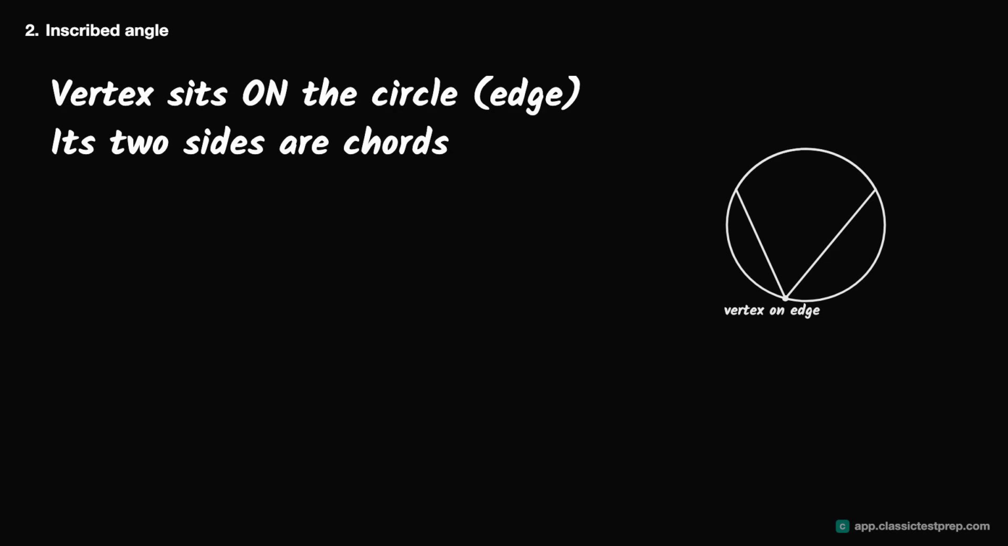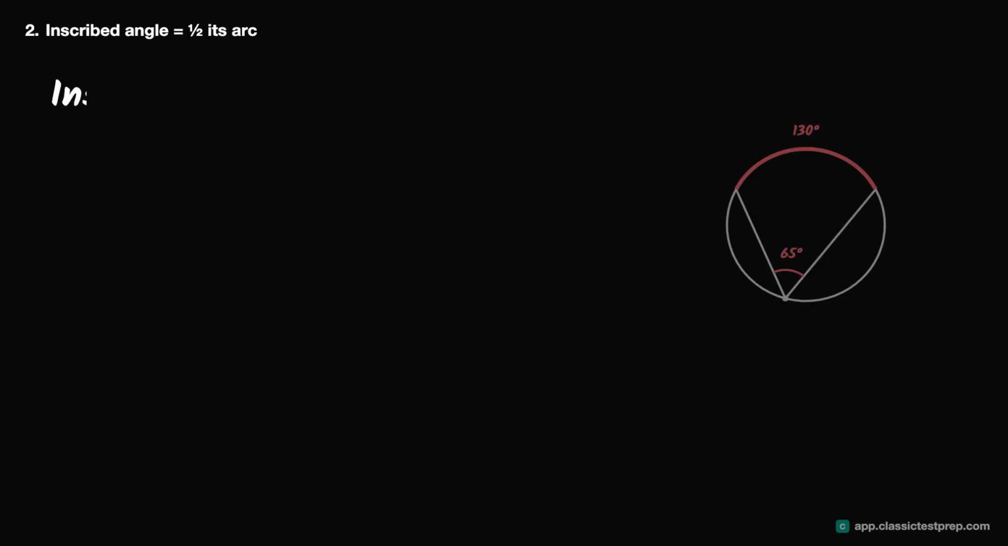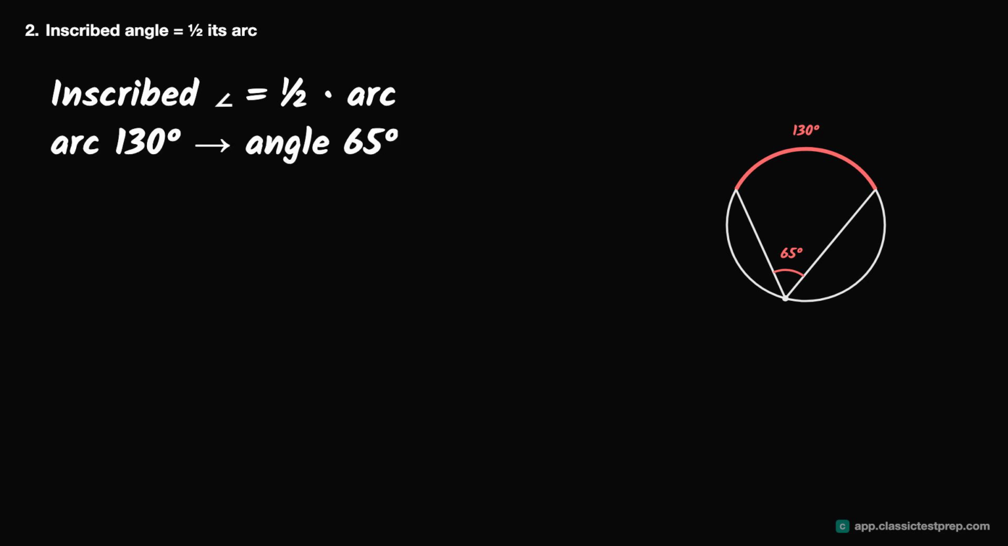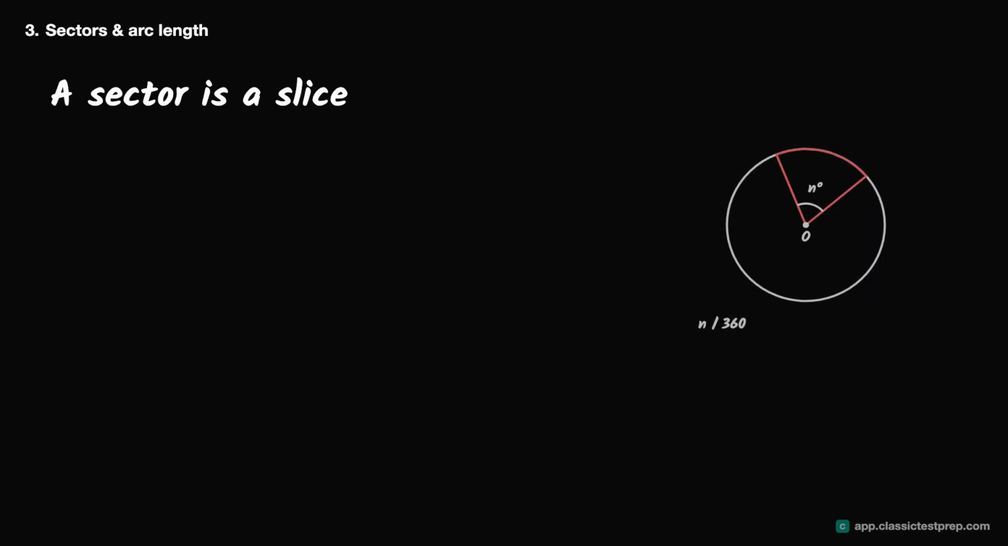And here's the one rule that unlocks all inscribed angle questions on the ACT. An inscribed angle is exactly half of its intercepted arc. So if the arc is 130 degrees, the inscribed angle looking at it is 65 degrees, half of 130. Now let's talk about sectors and arc lengths.